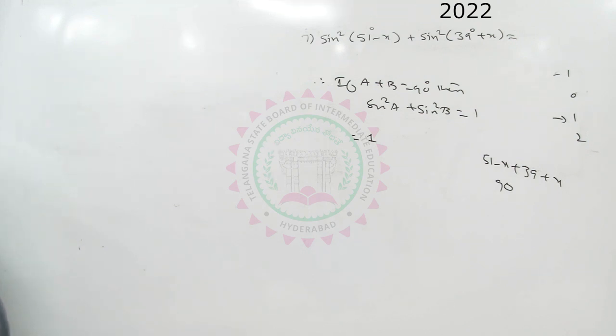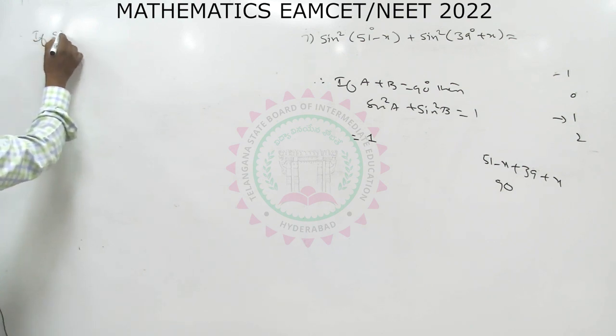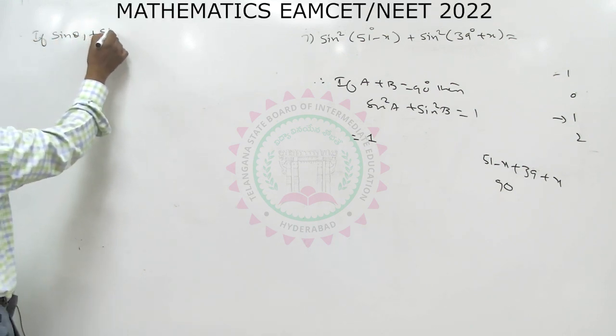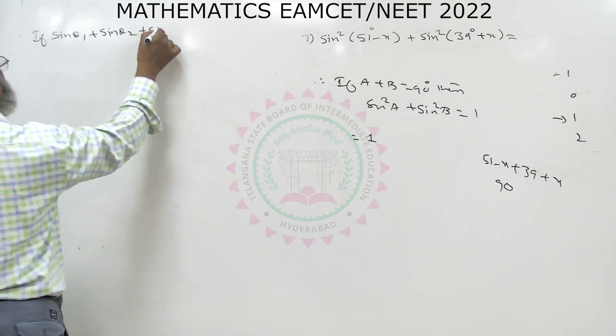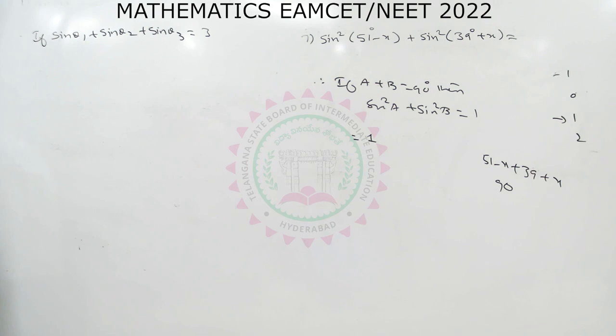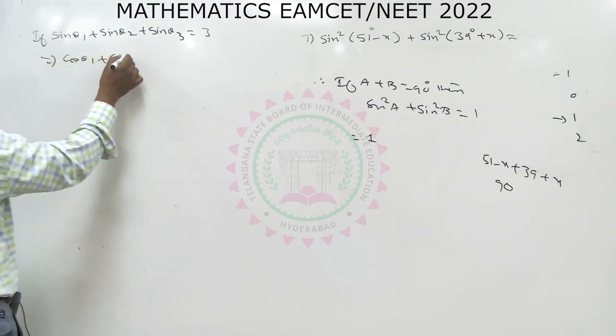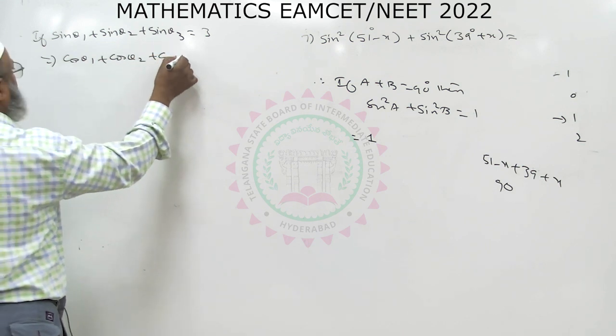If sin theta 1 plus sin theta 2 plus sin theta 3 is equal to 3, implies that cos theta 1 plus cos theta 2 plus cos theta 3.